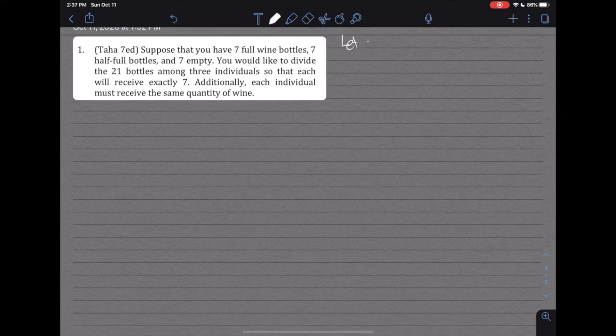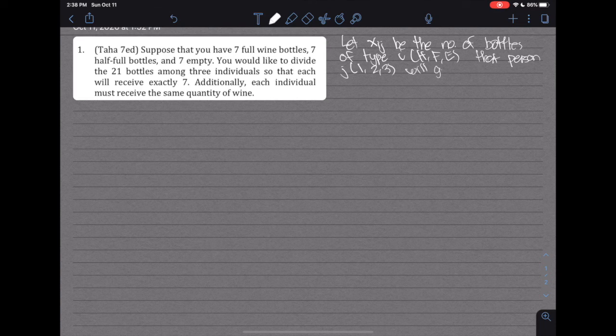We let xij be the number of bottles of type i, meaning either half, full, or empty, that person j, being person 1, 2, or 3, will get. Again, what we want to know is how many bottles of each type will each person get.